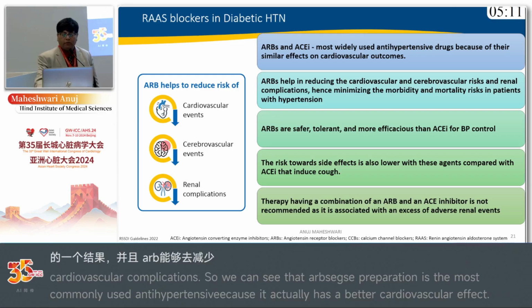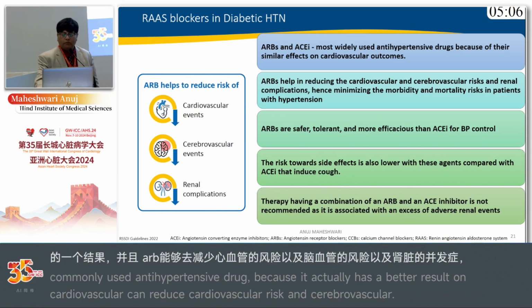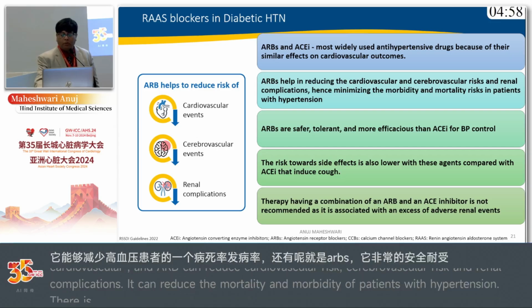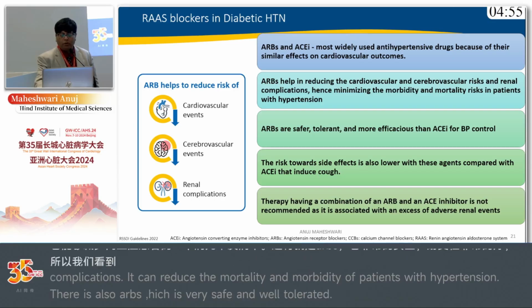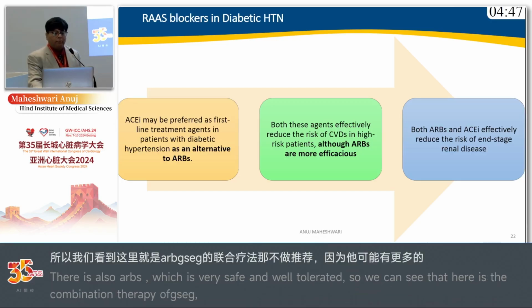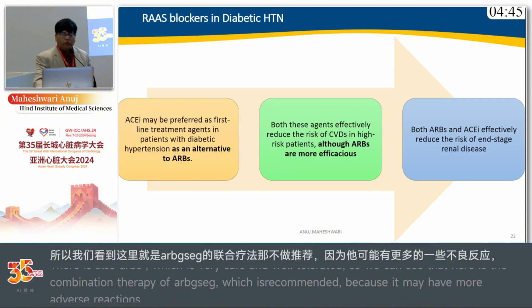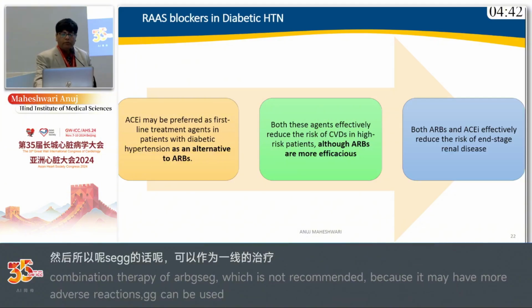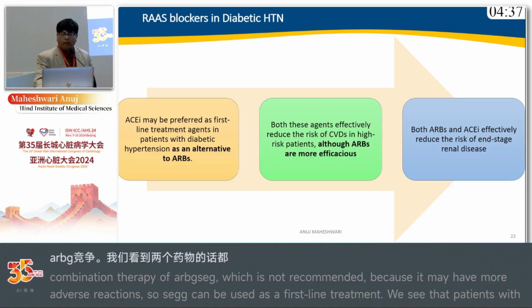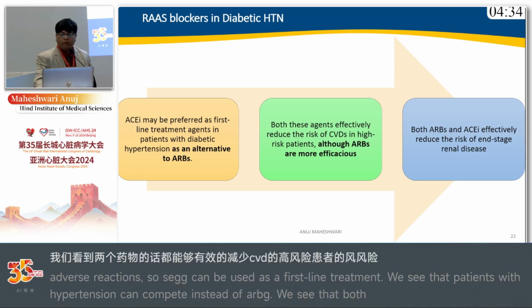ARBs are safer, better tolerated and more efficacious than ACE inhibitors for BP control. The risk of side effects is also lower with these agents compared with ACE inhibitors, which induce cough. Therapy combining an ARB and an ACE inhibitor is not recommended as it is associated with an excess of adverse renal events. So ACE inhibitors may be preferred as a first-line treatment agent in patients with diabetic hypertension as an alternative to ARBs. Both these agents effectively reduce the risk of CVDs in high-risk patients, although ARBs are more efficacious. Both ARBs and ACE inhibitors effectively reduce the risk of end-stage renal disease.